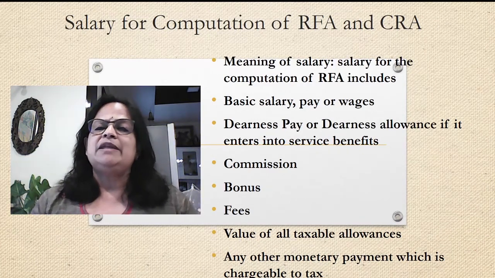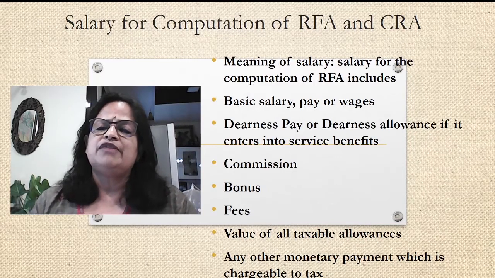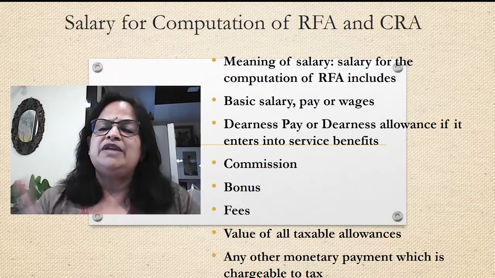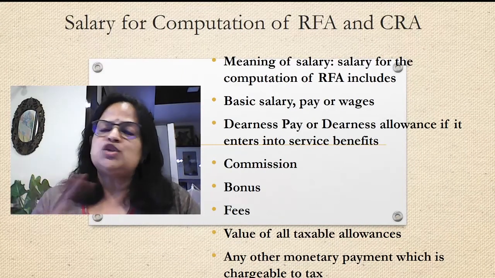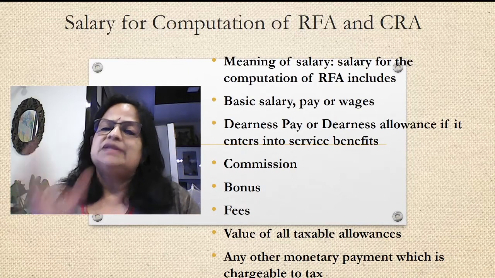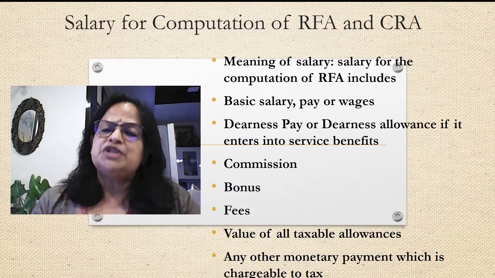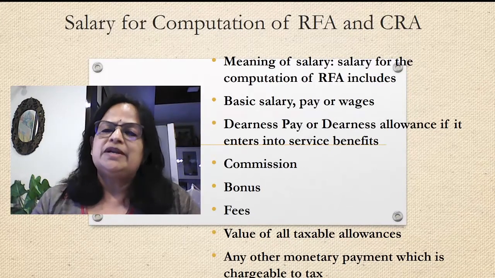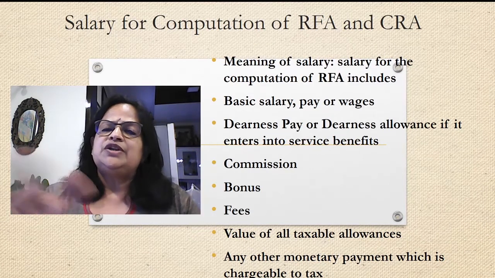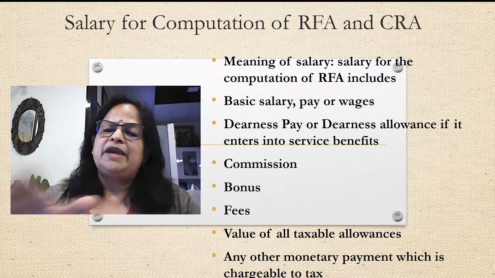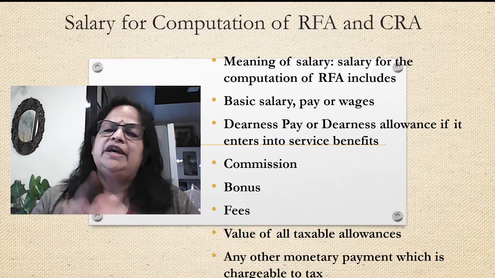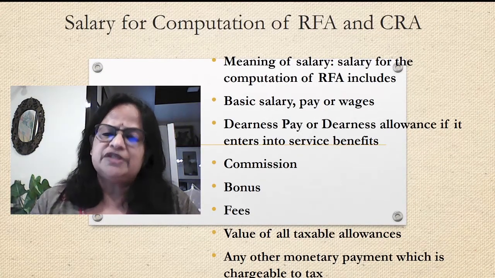So salary for the computation of RFA includes basic pay or wages. Basic pay and wages I explained. See, wages, casual workers are getting wages. Salary, when an employer-employee relationship and written agreement is there, they are getting the salary. Now, dearness pay or dearness allowance, if it enters into service benefits, I have already explained. Instead of this, we can give it as, within brackets, UTE, under the terms of employment. Any commission received, any bonus received, any fees received.